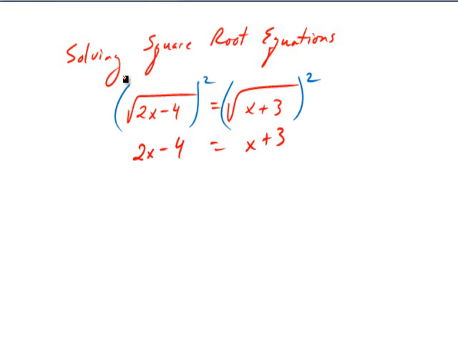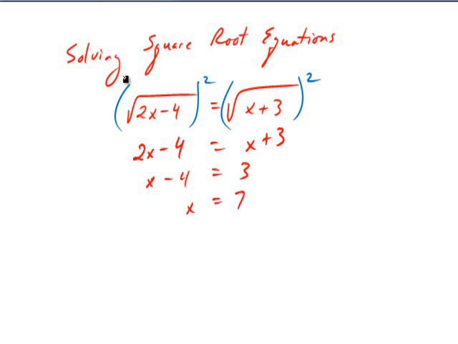I can solve it by subtracting x from both sides, by adding 4 to both sides, and I have a possible solution to the problem. I say a possible solution because sometimes by squaring both sides of an equation we get what are called extraneous roots, numbers that don't really belong in our solution set even though we did everything correctly.